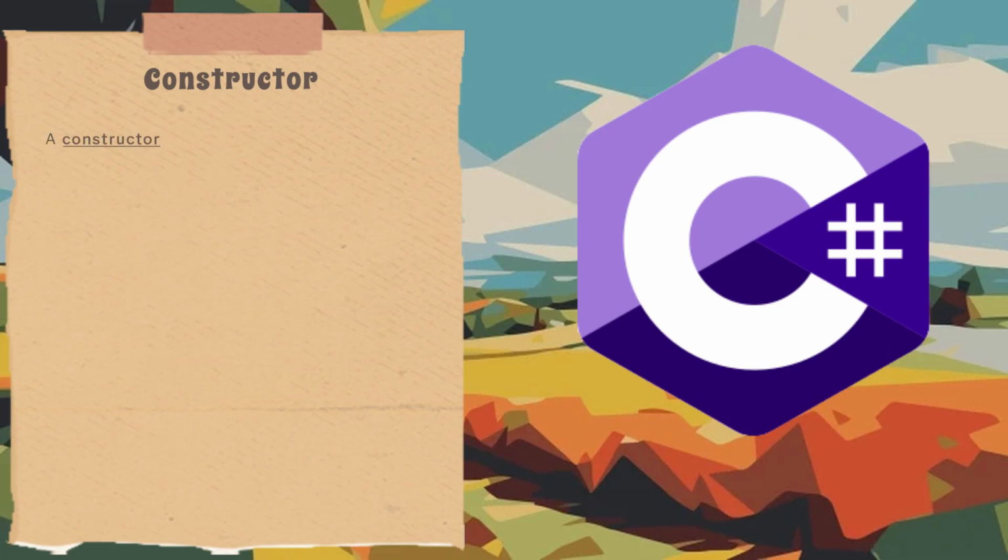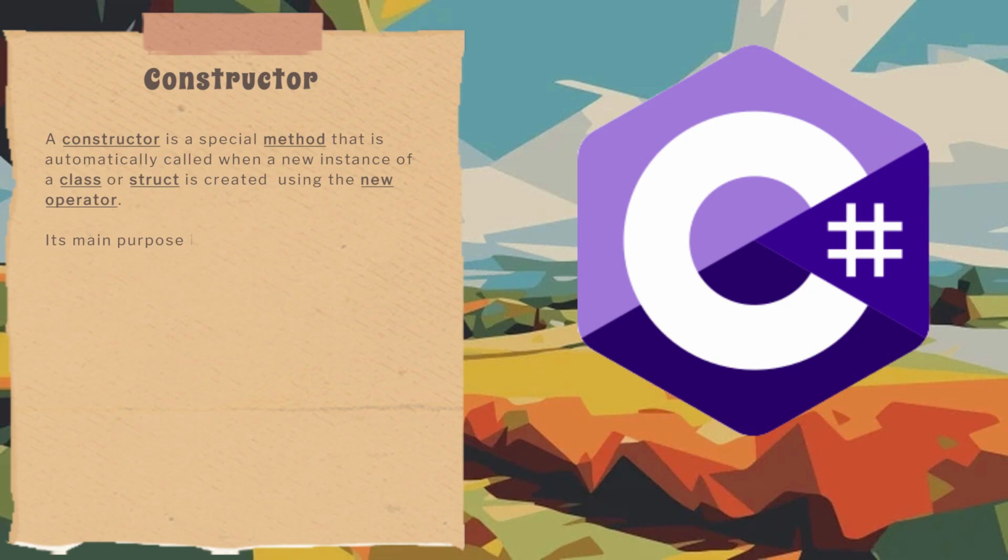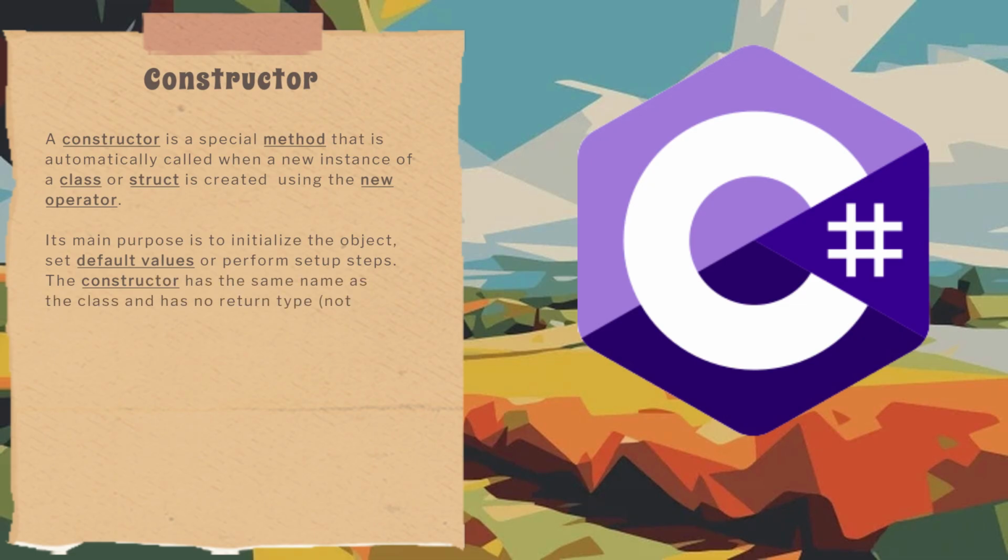A constructor is a special method that is automatically called when a new instance of a class or struct is created using the new operator. Its main purpose is to initialize the object, set default values or perform setup steps. The constructor has the same name as the class and has no return type, not even void. It can be overloaded by defining multiple constructors with different parameters.